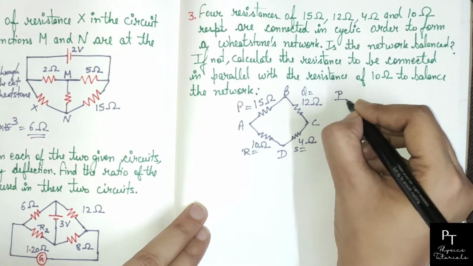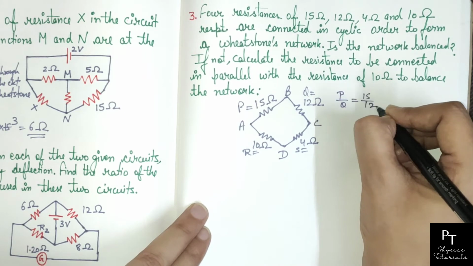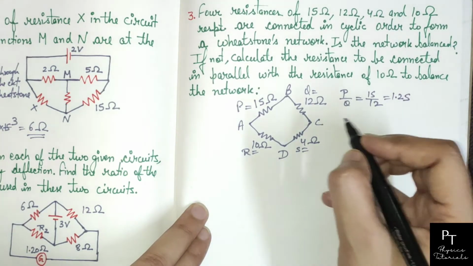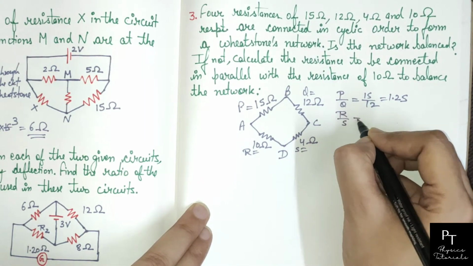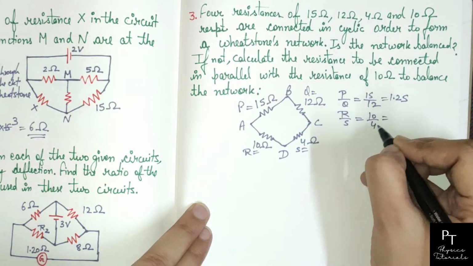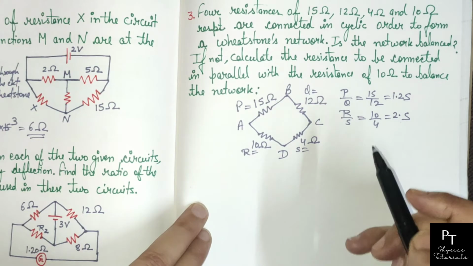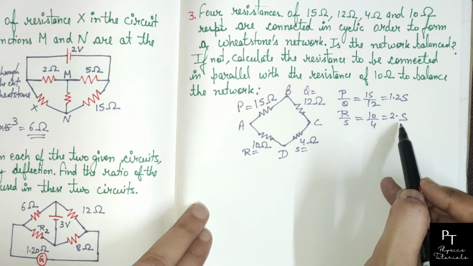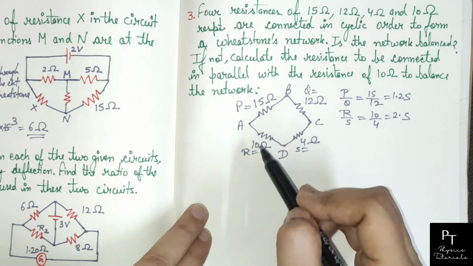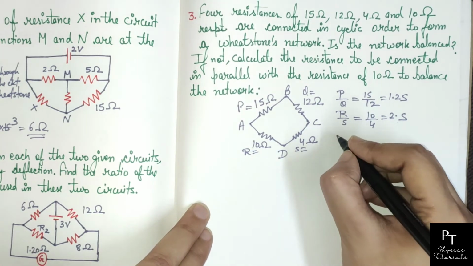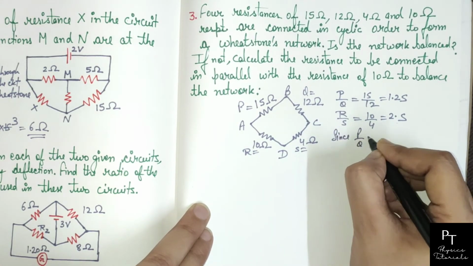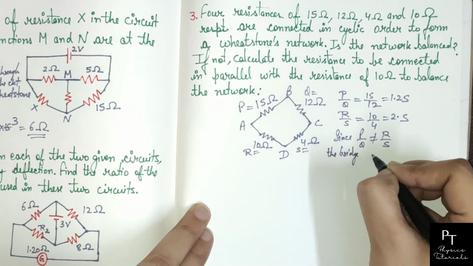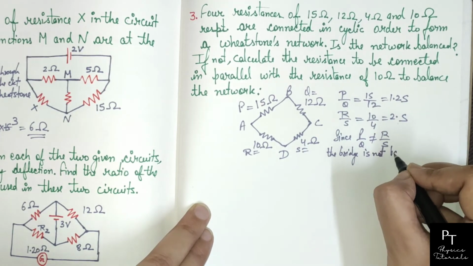Now P by Q is equals to 15 by 12, this upon this, और इन्हें डिवाइड करके आएगा 1.25, and R by S is 10 by 4, so we have 2.5. Now since P by Q is not equals to R by S, क्योंकि यहाँ 1.25 आ रहा है, यहाँ 2.5, hence we can say कि जो ये ब्रिज है या ये जो नेटवर्क है this is not balanced. Since P by Q is not equals to R by S, therefore the bridge is not balanced.